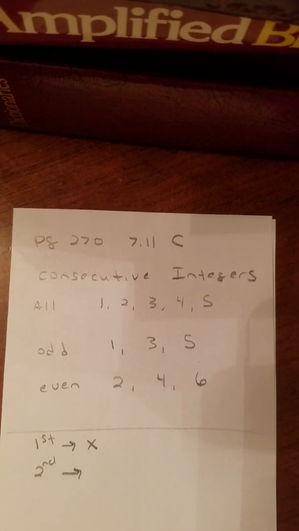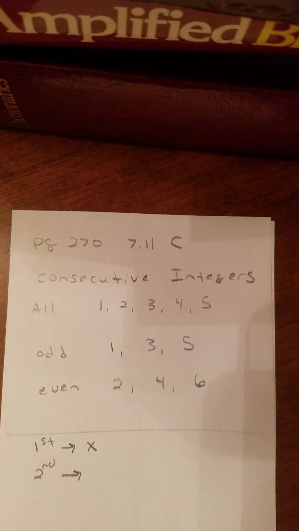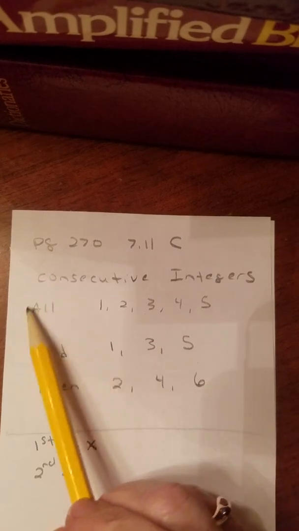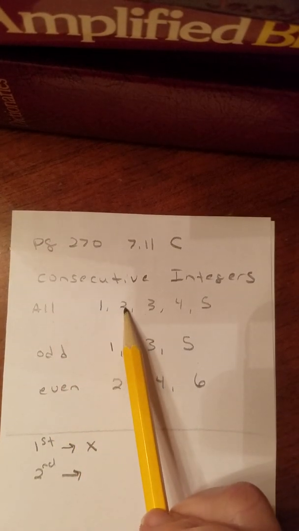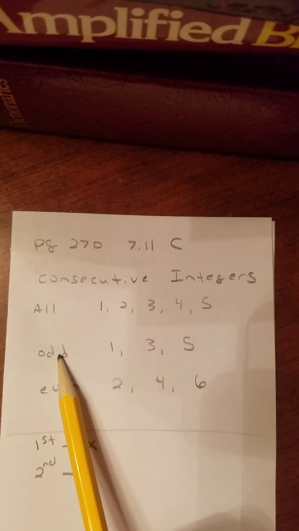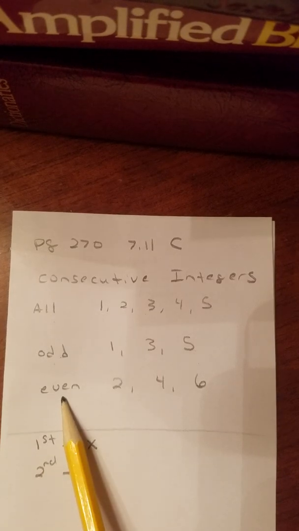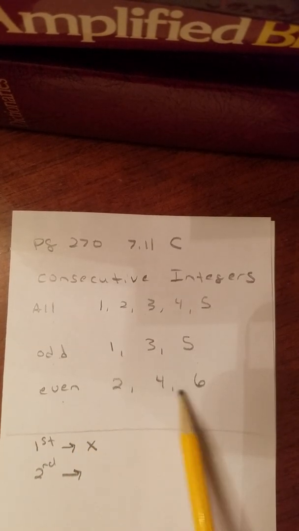Let's read the problem. The problem says find 2 consecutive odd integers whose product is 1 less than 6 times their sum. Well, before we do that, let's just talk about story problems with consecutive integers. If I said all consecutive integers, that would be like 1, 2, 3, 4, 5. If I said odd integers or odd consecutive integers, then it would be 1, 3, 5. And if I said even consecutive integers, it would be like 2, 4, 6, right?